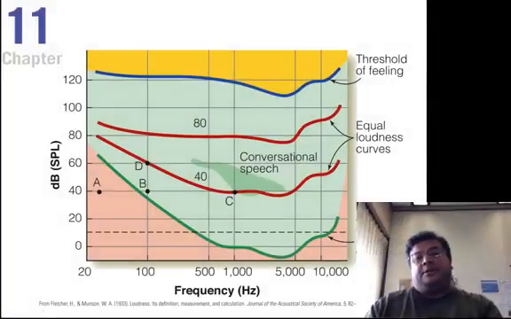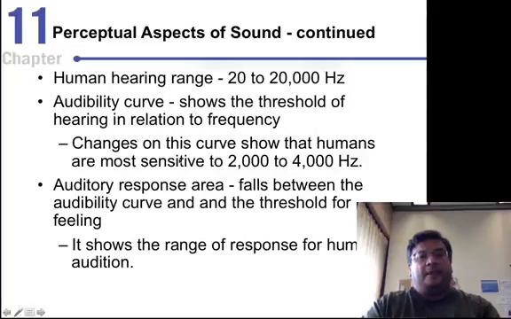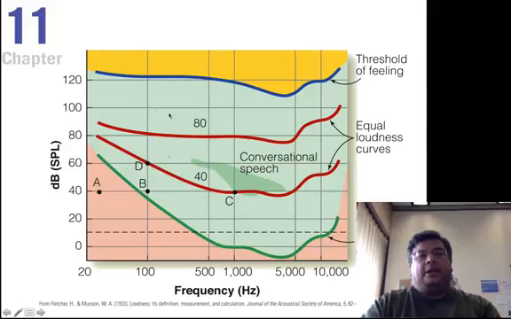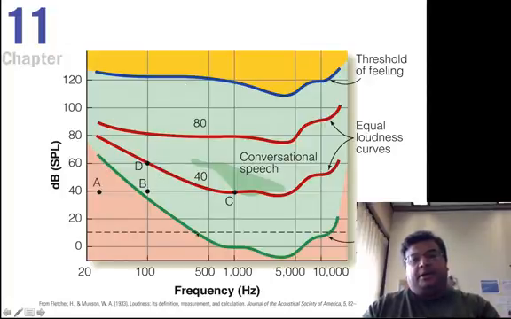So here are the curves, right? This is what we referred to earlier as the auditory response area. This whole green area here is the auditory response area. This is the threshold of hearing, where we go from being able to hear it to not hear it. And this is the threshold of feeling, the pain in your ear.